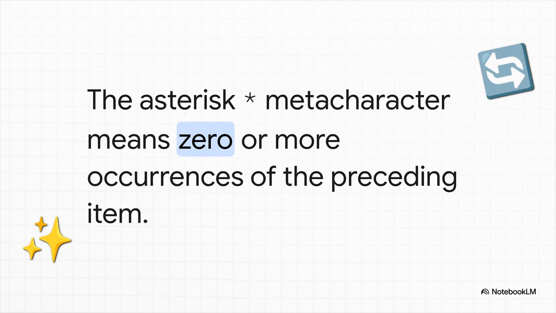This is a little different. It's not a character, it's a quantifier. It modifies whatever came right before it, and it means that thing can appear 0 or more times. So it could be there once, 100 times, or not at all.